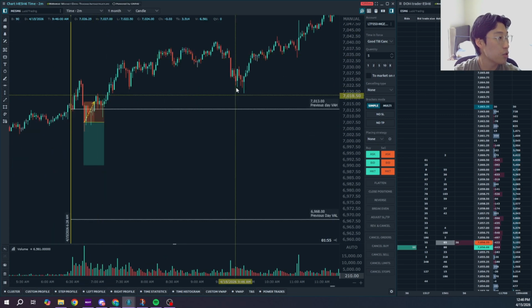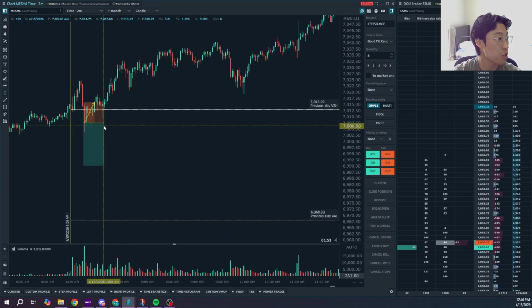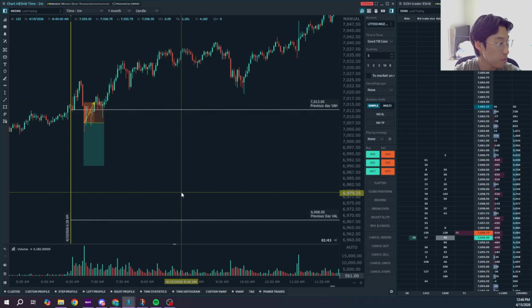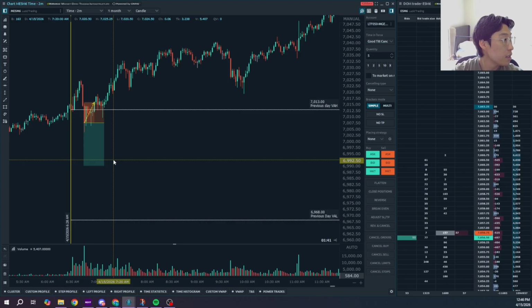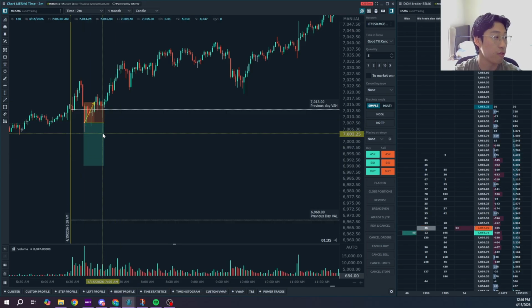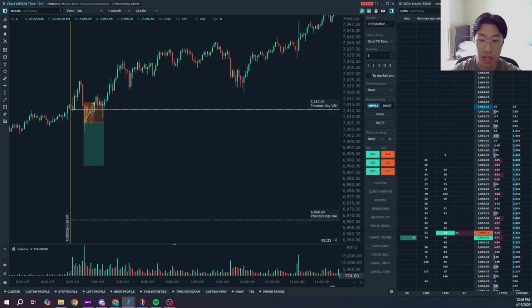Now coming into the 2-minute chart, this is where I took my trade. I took my trade at 7,007.5 and my stop was at around 7,015.5. Okay? And we immediately got stopped out. The price never moved lower from the point of our entry, which kind of sucks. But it was also just something I recognized pretty late, right?